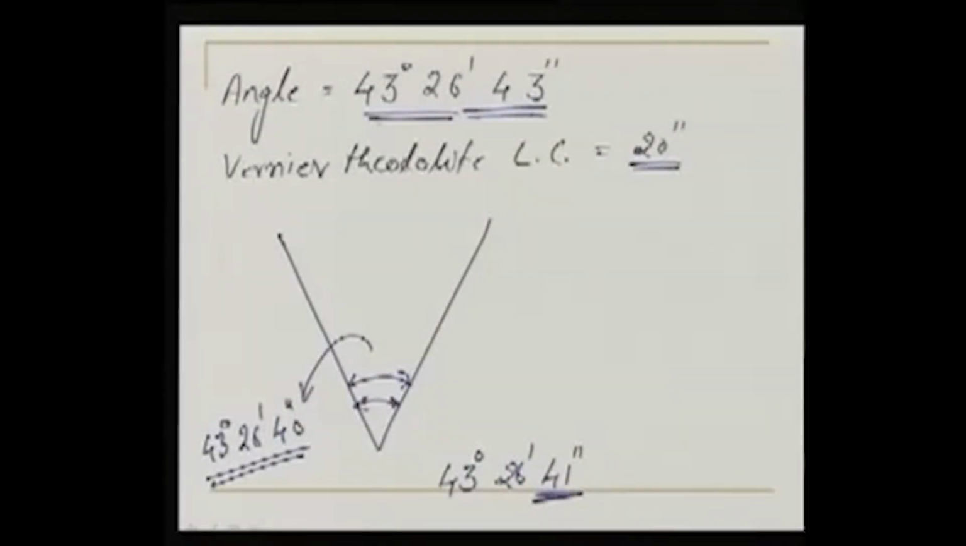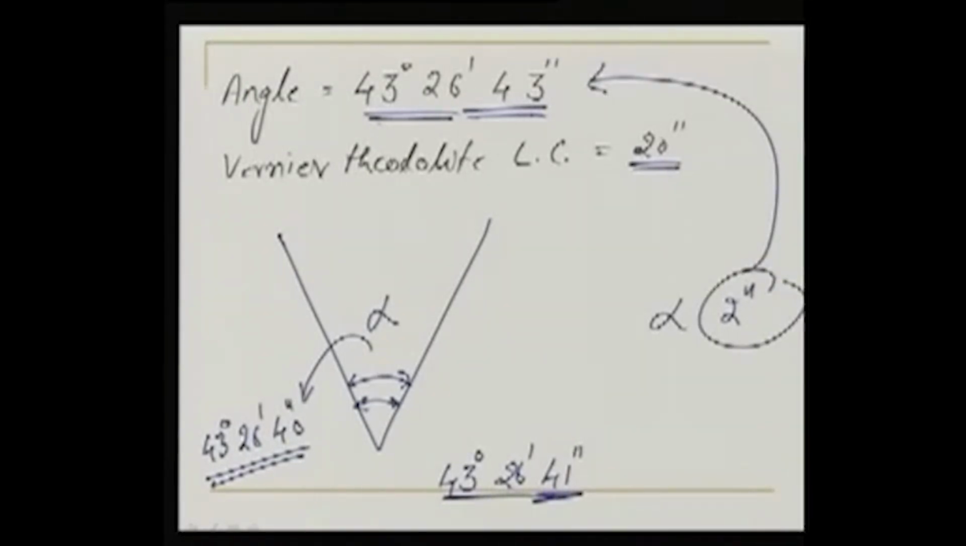It is possible. Though we have set out 40, it is possible that by the repetition method the exact angle is 41. So this is the angle 43, 26, 41. So our angle alpha here is less by 2 seconds from our desired angle. So what should we do? Because we cannot set out 2 seconds.